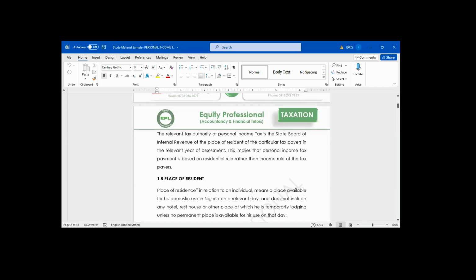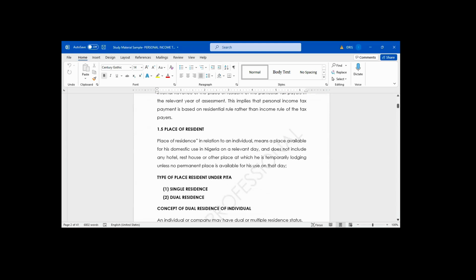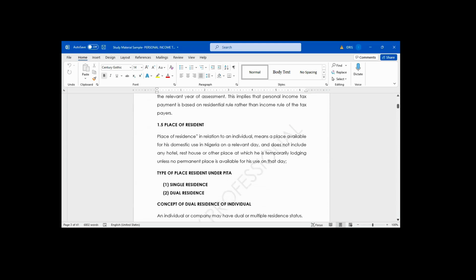In that case, that person doesn't have a permanent place in Nigeria. His place of residence, we can use it as a rest house or hotel. But in a situation where you have a permanent place, a place for domestic use, your place of residence will be the place you are using for your domestic use, which does not include any hotel, rest house, or any other place used for temporary lodging. That is that.